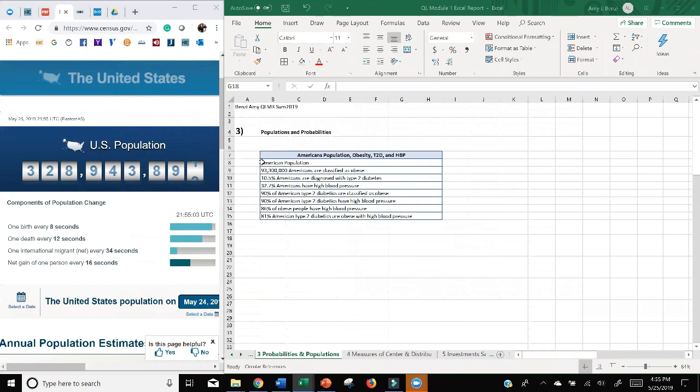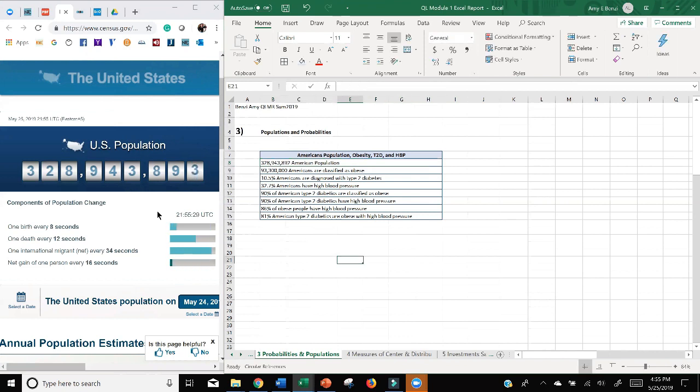For me right now, this number is different than what it's going to be for you when you do this assignment. For me, it's 328,943,892 Americans in the US. I am going to put my commas in there to make it look good. Keep everything easy to read.